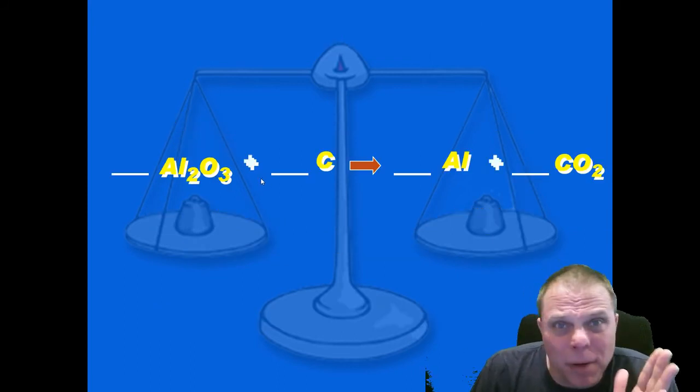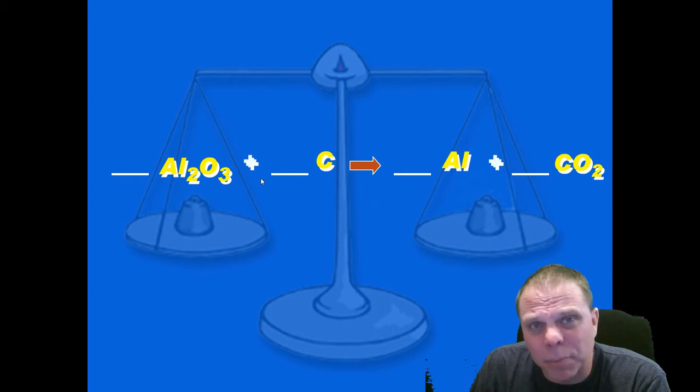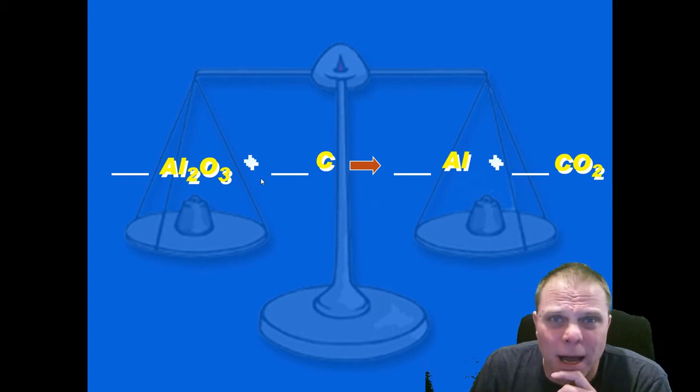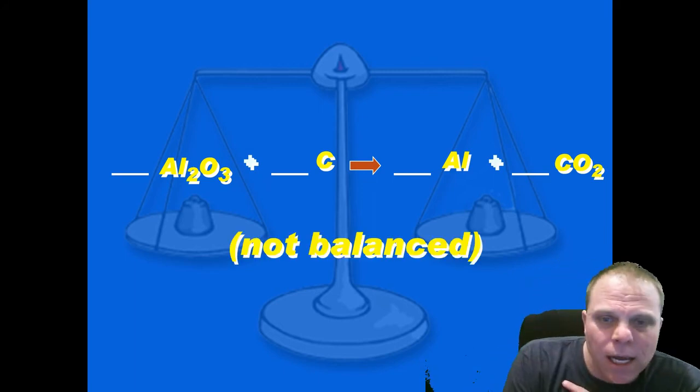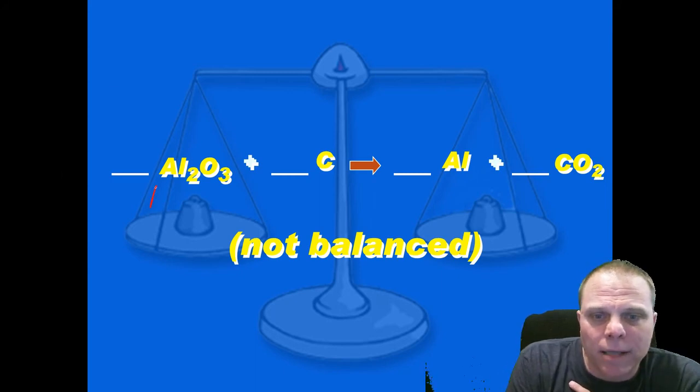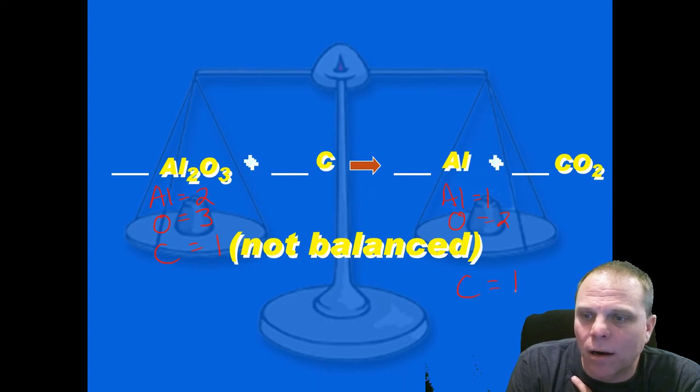Sorry, it's a little hard to see, but we've got Al2O3 plus carbon gives you aluminum plus carbon dioxide. Okay, so is it balanced? Well, let's count up what we have on each side. What I like to do is write them out. I've got aluminum on this side, I've got 2. On this side, my aluminums are 1. I put little equal signs here. My oxygens on this side are 3. My oxygens on this side are 2. My carbons on this side are 1. My carbons on this side are 1. So you can see that my carbons are already balanced.